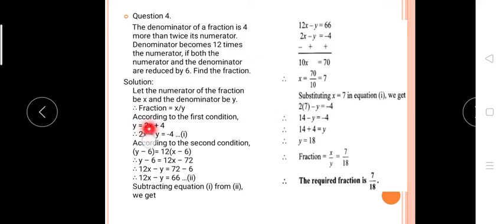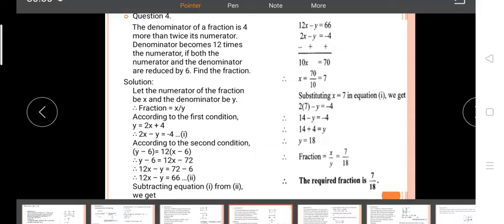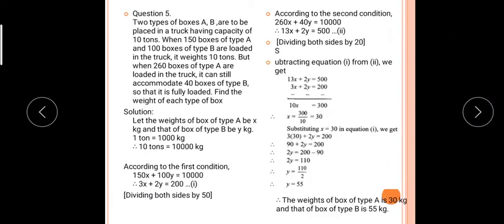So choose the equation first. 2 into x, 2 into 7 minus y is equal to minus 4. 14 minus y is equal to minus 4, and therefore y is equal to 14 plus 4, that is 18, and therefore the value of y is 18 and the fraction becomes 7 upon 18. This is your answer. Understood, students? Now, similarly, the next question also we have to solve.